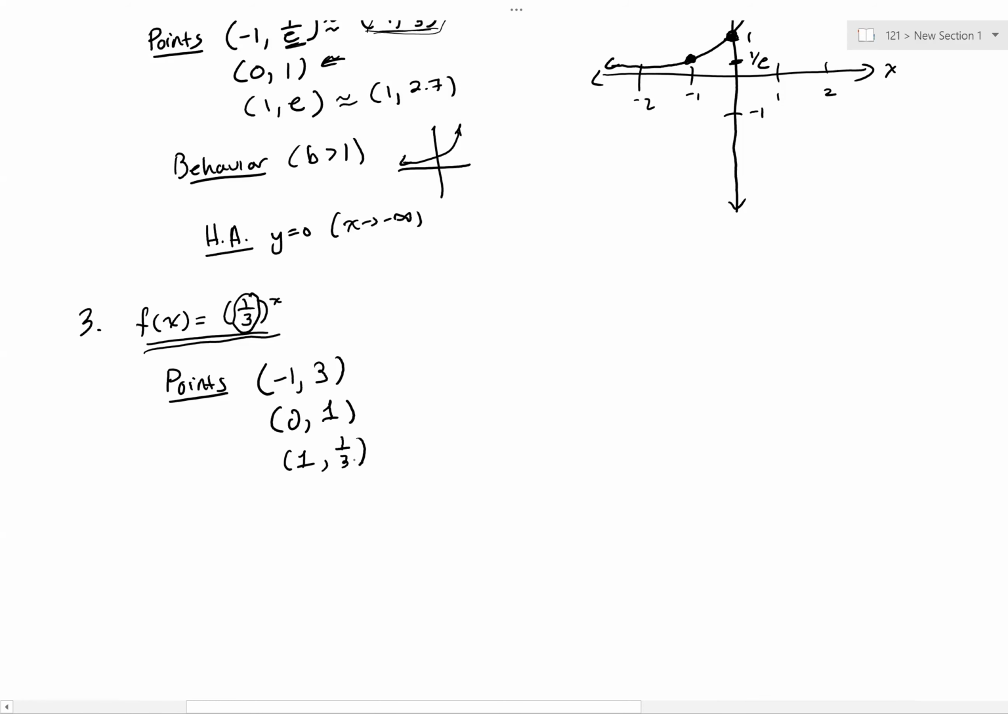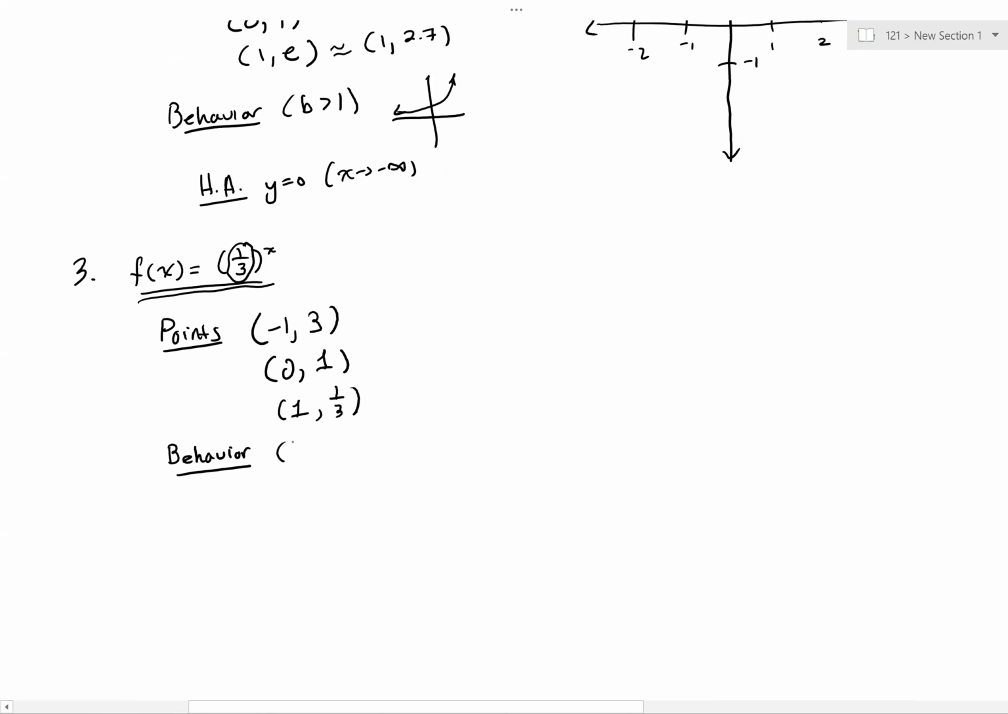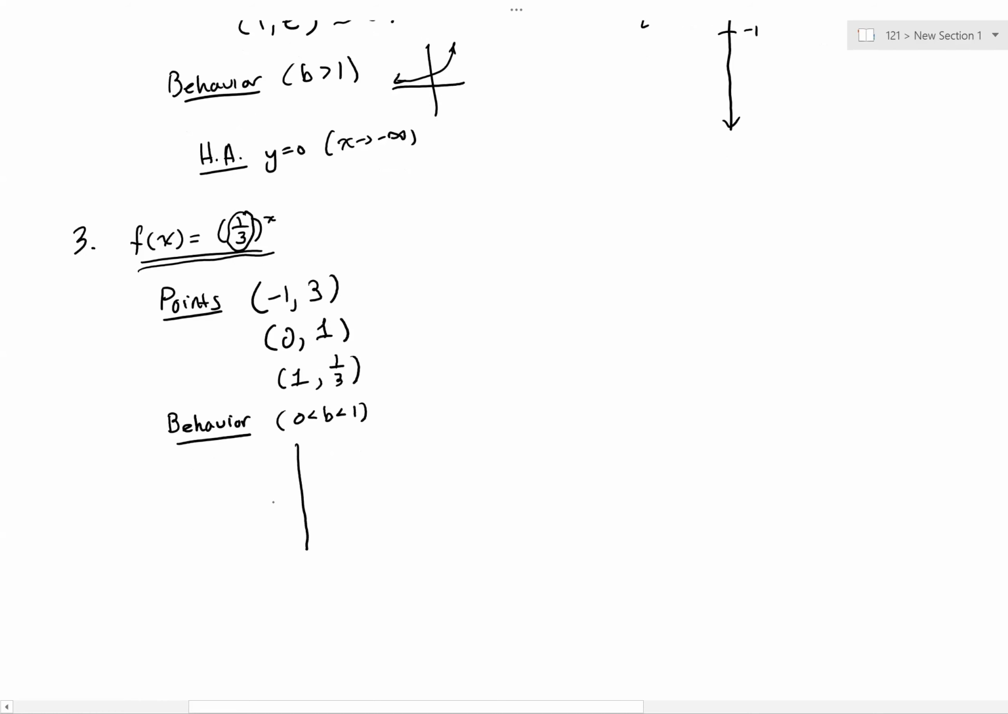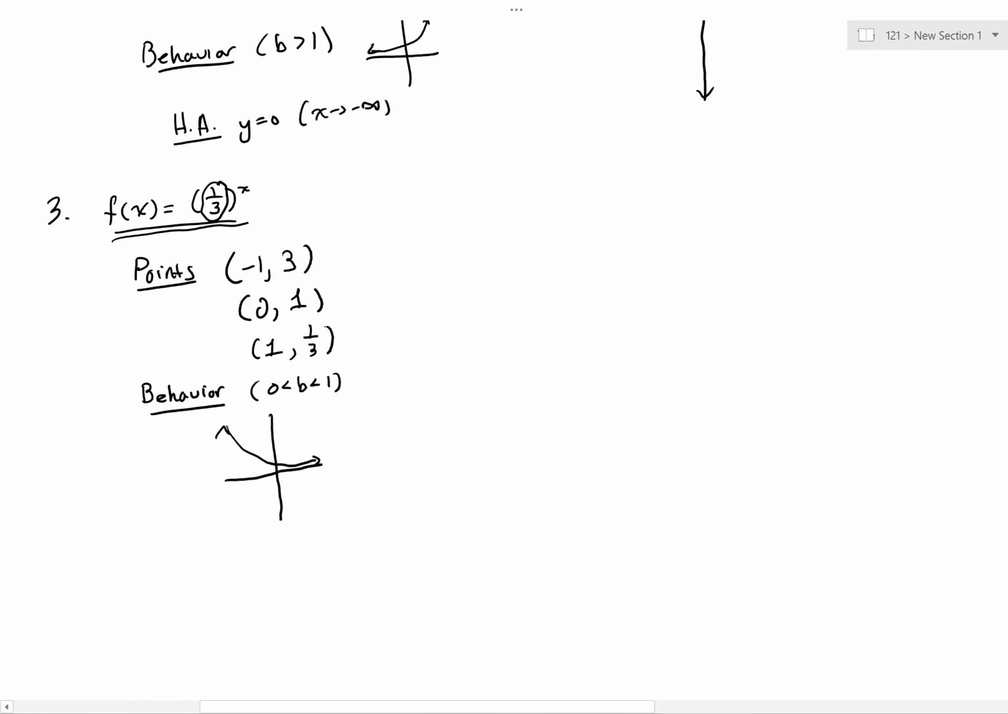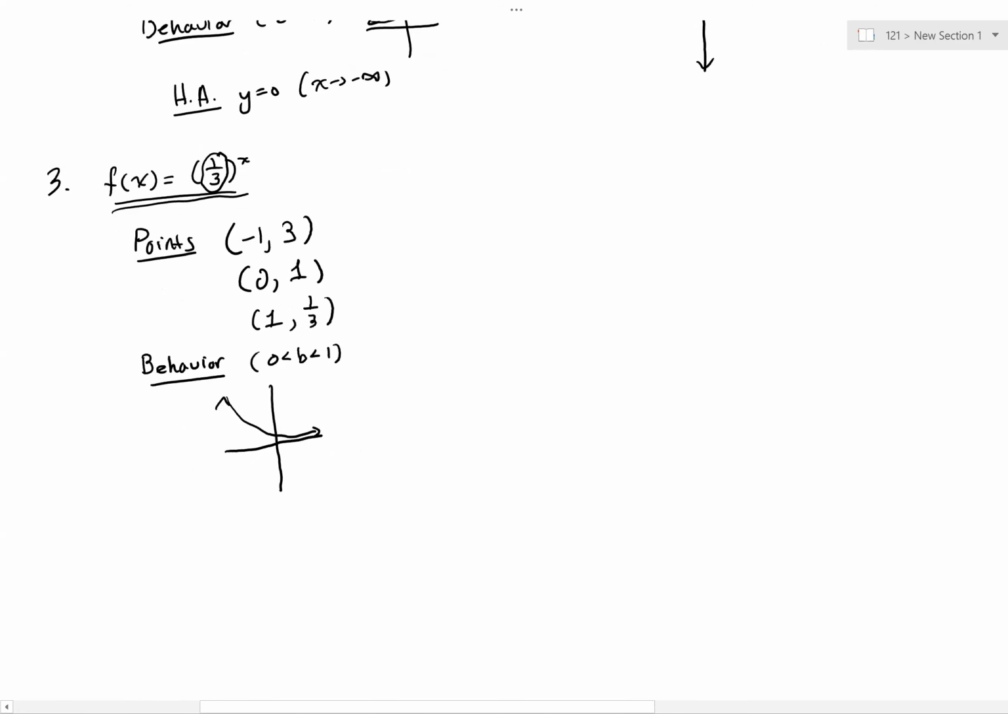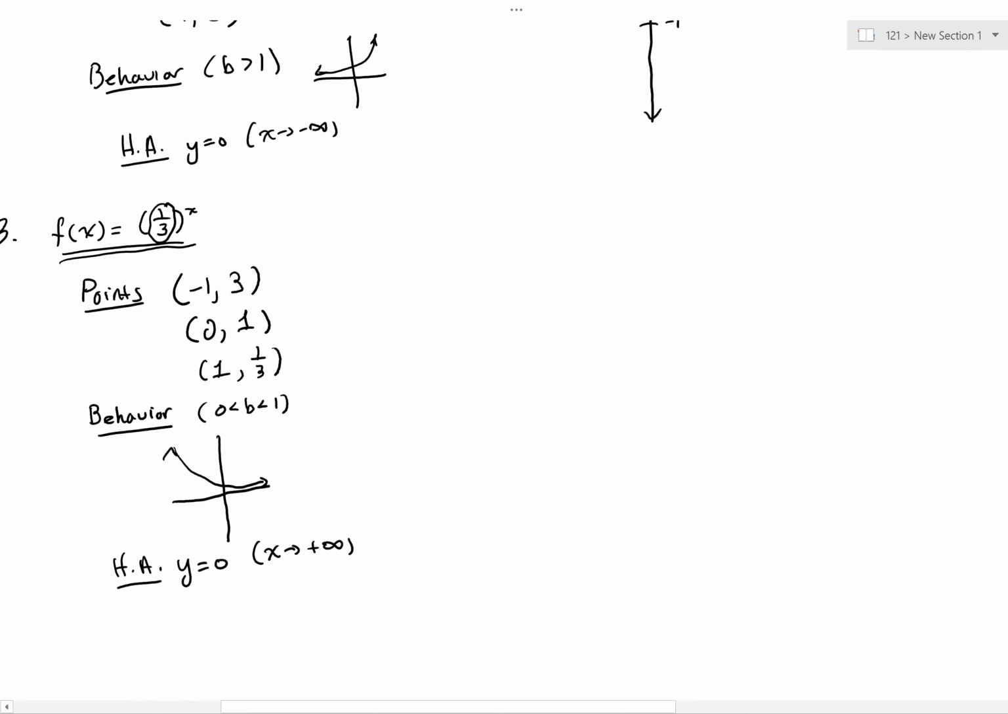The behavior, since the base is between 0 and 1, means the behavior is going to be a reflection over the y-axis, so it'll look something like that. And when you plot the points, you can see the points agreeing with that behavior. And this will have a horizontal asymptote of y equals 0, but in this case, it'll be as x goes to +infinity rather than -infinity.